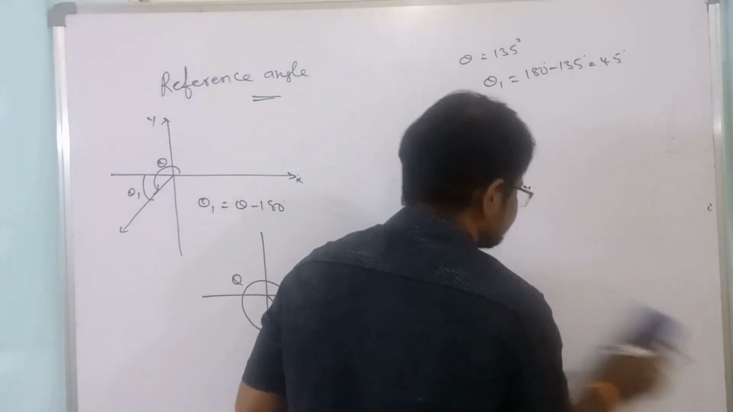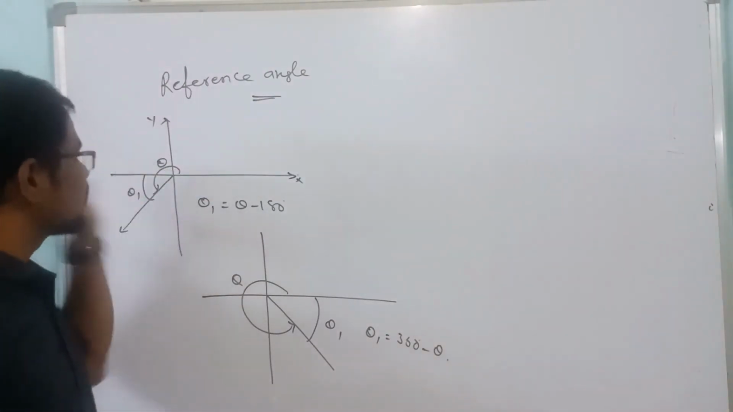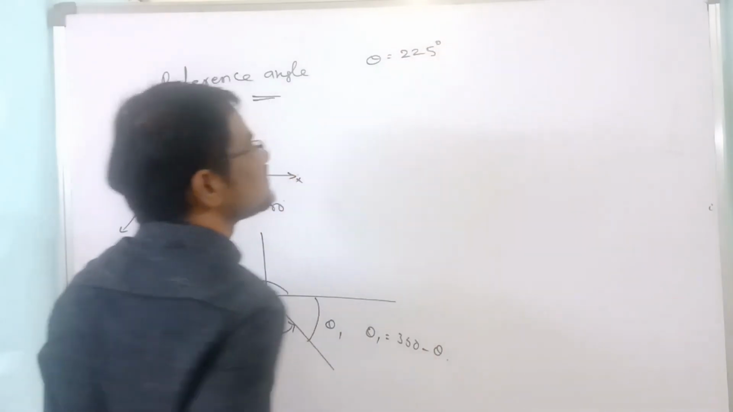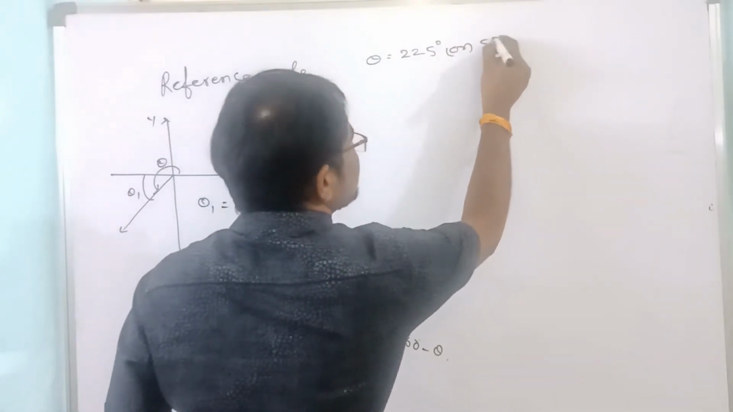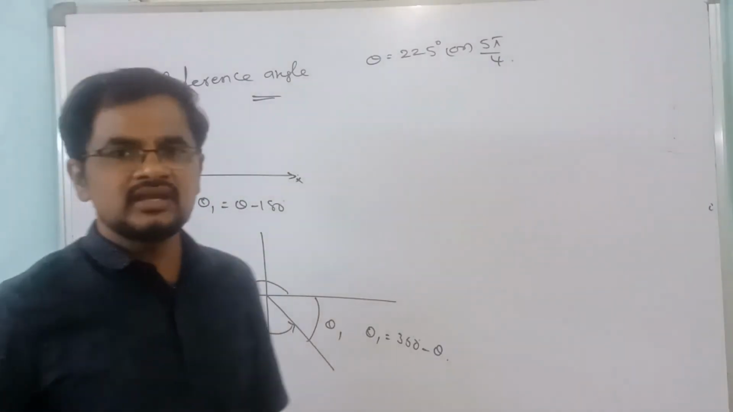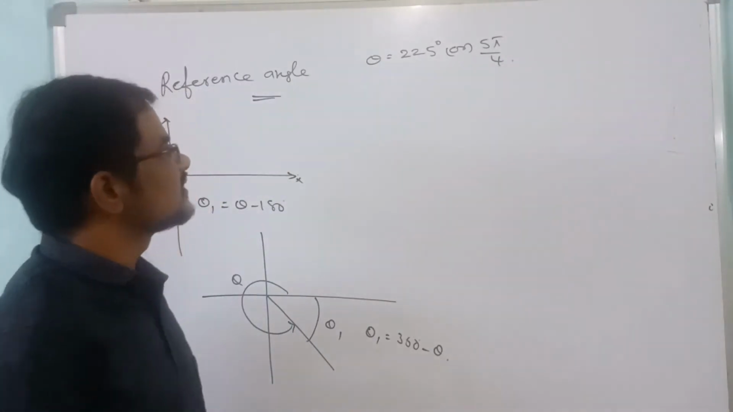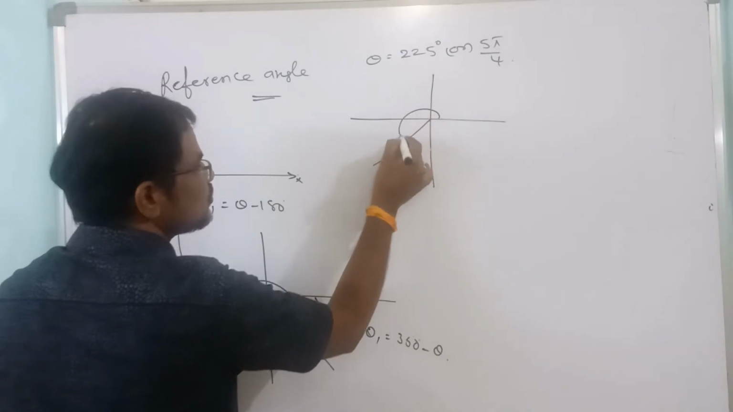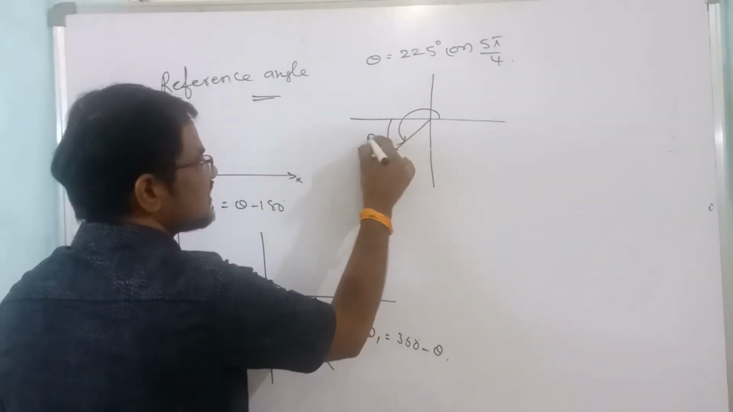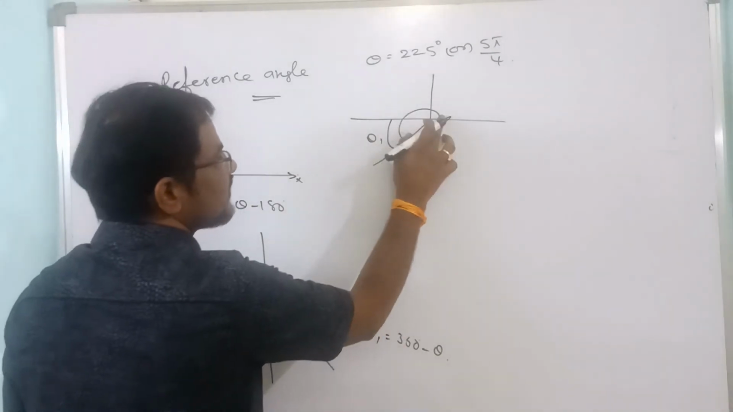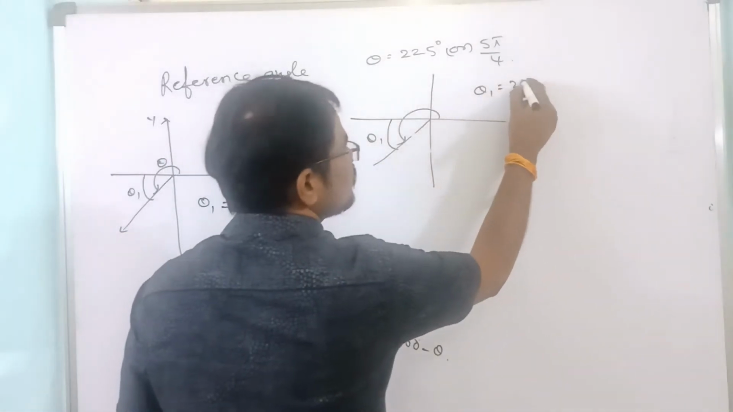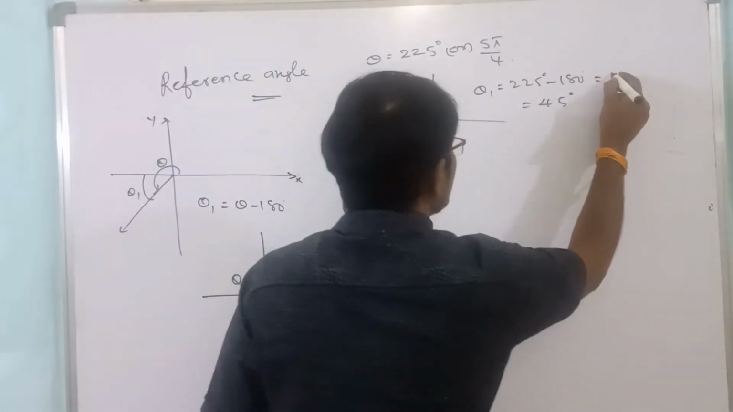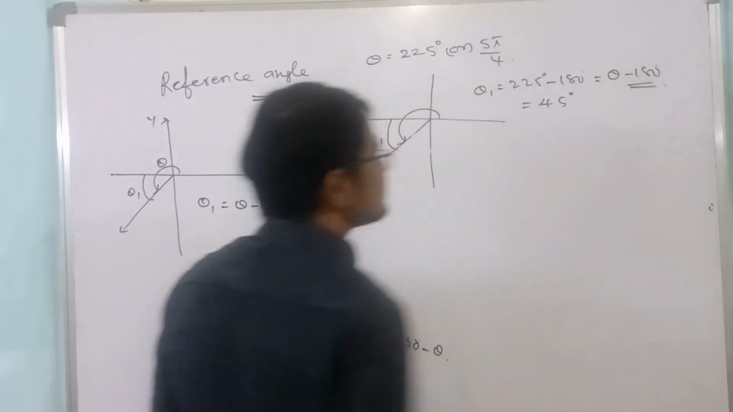Now suppose angle in third quadrant. So like this, suppose theta equal to 225 degrees, or in radians also sometimes they will give, that is 5 pi by 4. What is the reference angle of this one? So this is angle 225, means in third quadrant you will get this is 225 degrees. So this is reference angle. So theta 1 equal to 225 minus 180, that is equal to 45. Nothing but theta minus 180 condition, right?